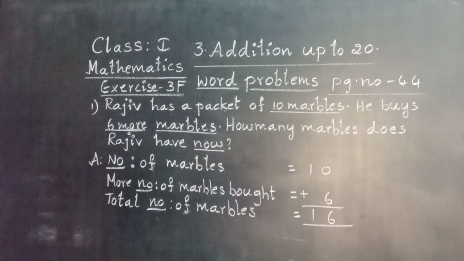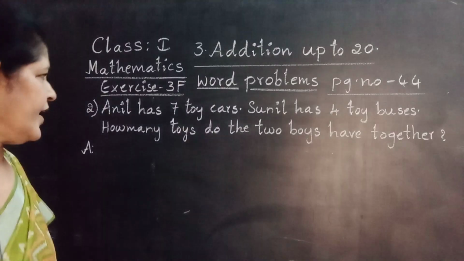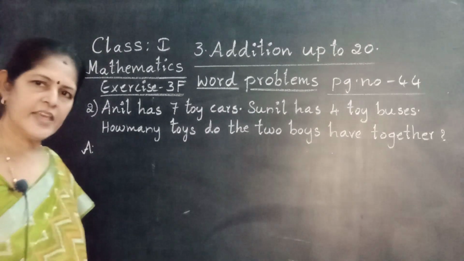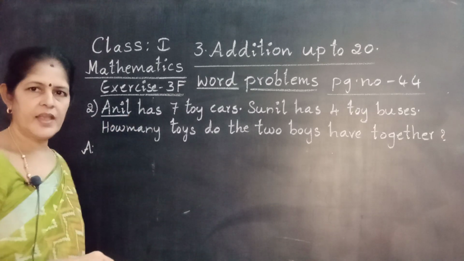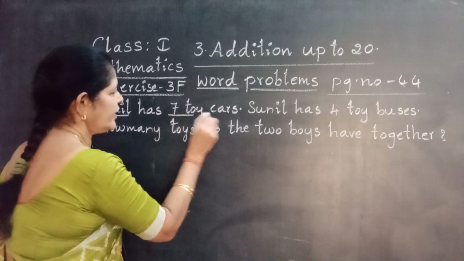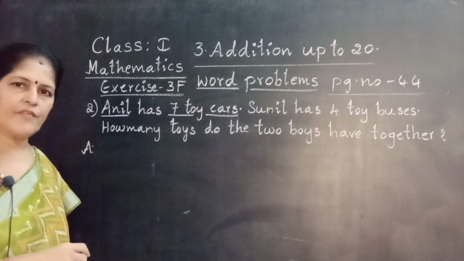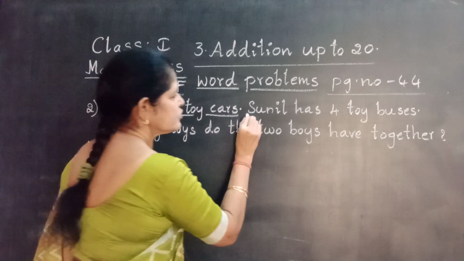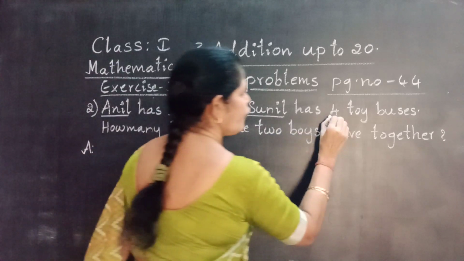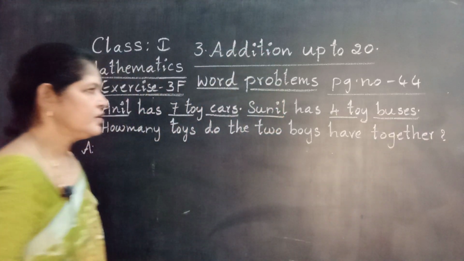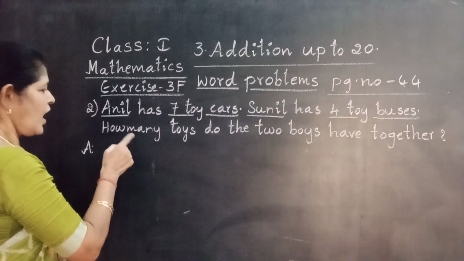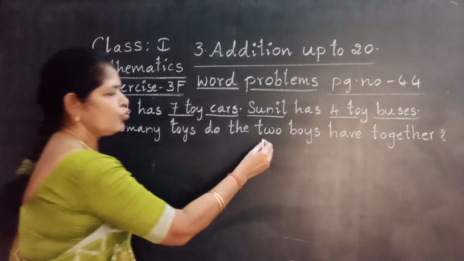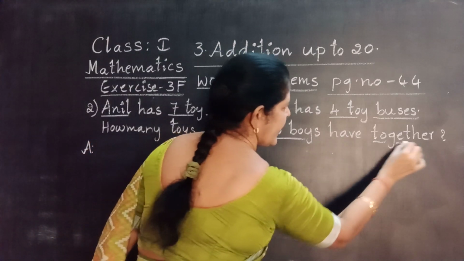Now going to the second question, Nana. Come on, look at the board. First one done. Go to the second one. Come on, children. Second question. You see in your textbook. I am going to read the question. First person is Anil. Anil has 7 toy cars. Next, Sunil has 4 toy buses. How many toys do the 2 boys have together?